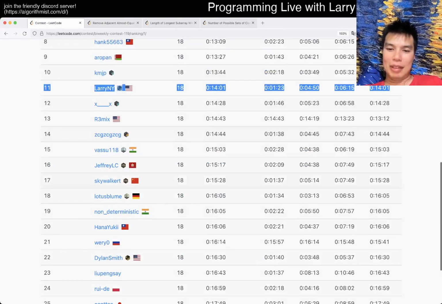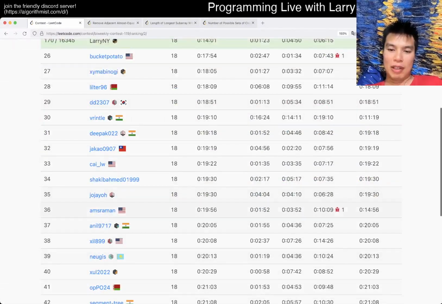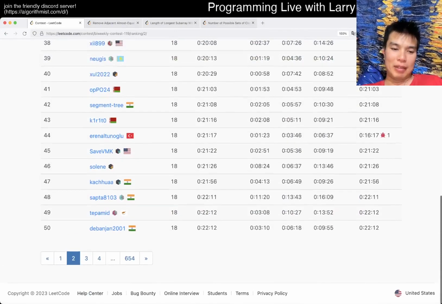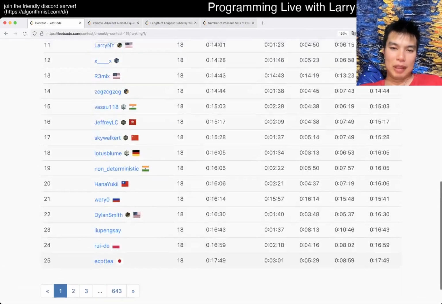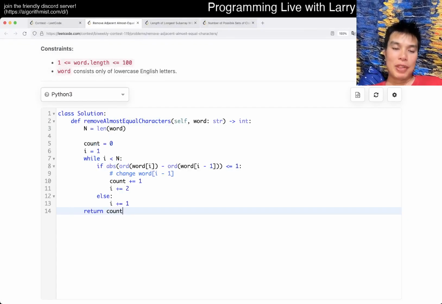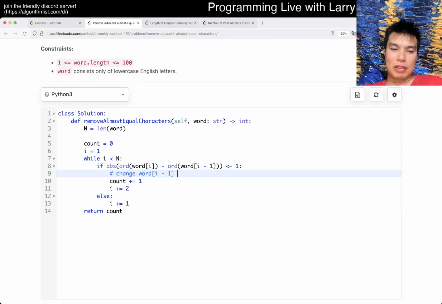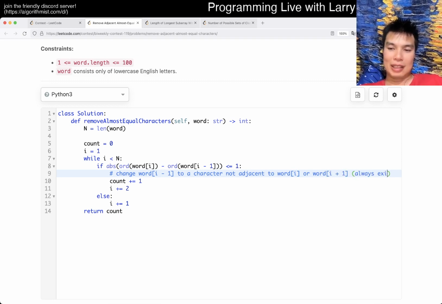I don't know, the Leetcode leaderboard is a little bit weird, but earlier I saw a lot of people did it in like a minute, right? And yeah, maybe that's the way to go, but it's just a little bit awkward for me to prove during the contest. But you can kind of see that a character not adjacent to word of I or word of I plus 1 always exists, right?